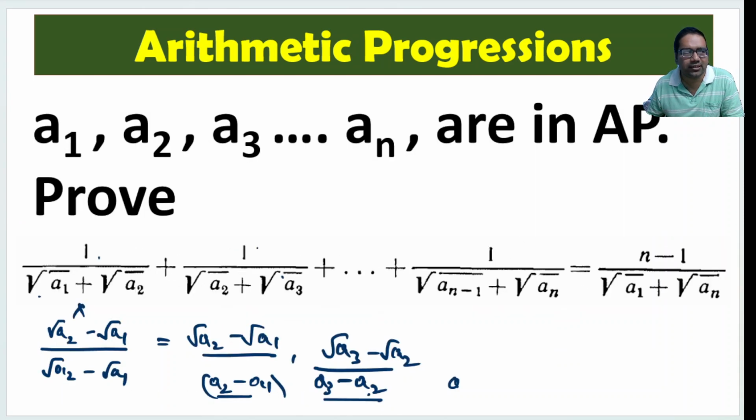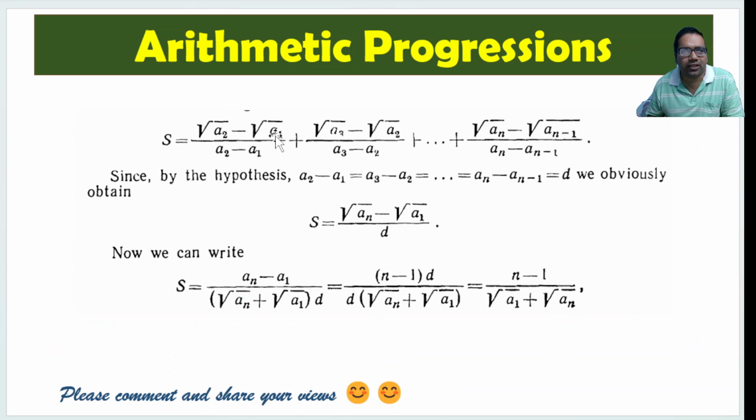The left-hand side will become root a2 minus root a1 by a2 minus a1, and root a3 minus root a2 by a3 minus a2, etc. Now, the numerators might be different, but the denominators are all the same. A2 minus a1 is equal to a3 minus a2, and everything is equal to d. Because the denominators are all the same, we can directly add the numerators also.